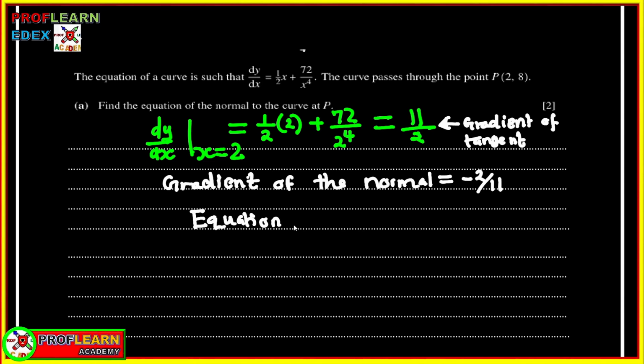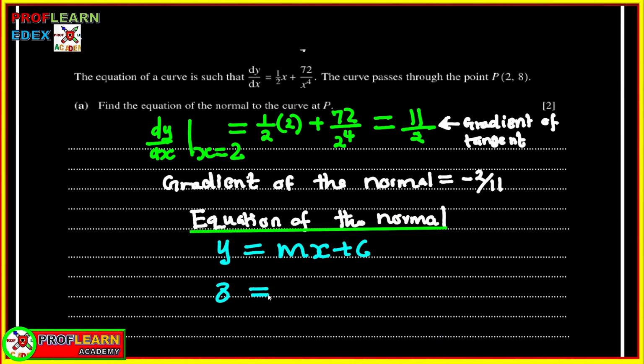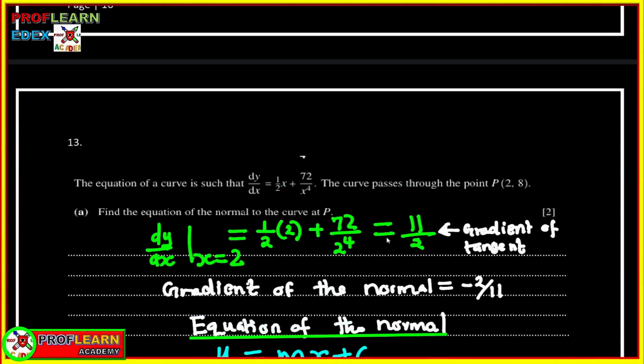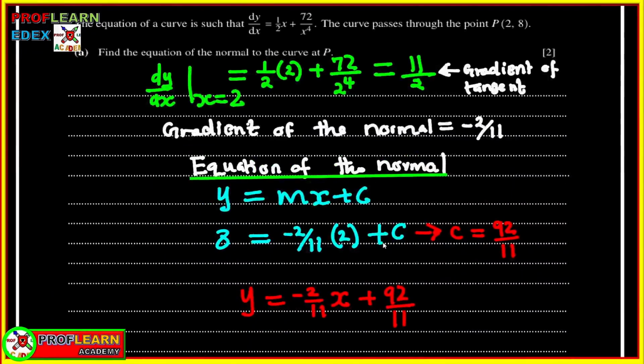Then we can use the point P so that we can work out the equation of the normal. We're going to say y equals mx plus c, substitute the values and the gradient that you have so that we can get the value of c as 92 over 11, and we can now write the equation as y equals -2 over 11 x plus 92 over 11.